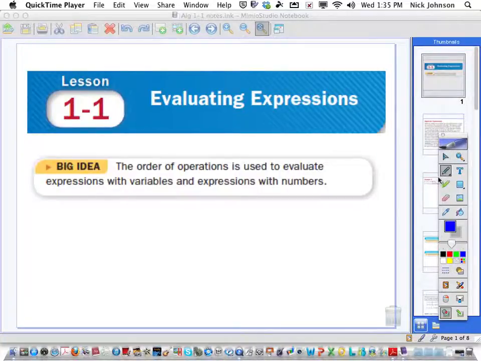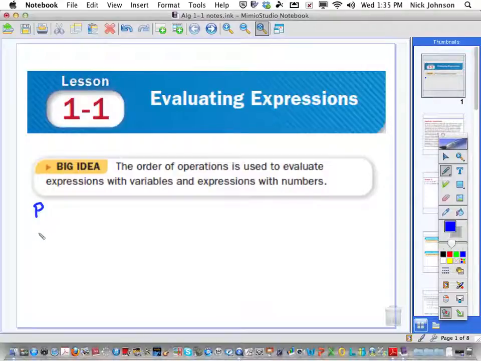You all should be familiar with "Please Excuse My Dear Aunt Sally," or what a lot of people call PEMDAS. And what that stands for is this is the order of operations on how you go about a problem.